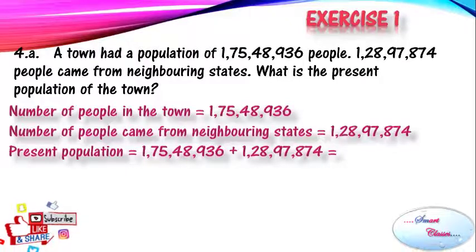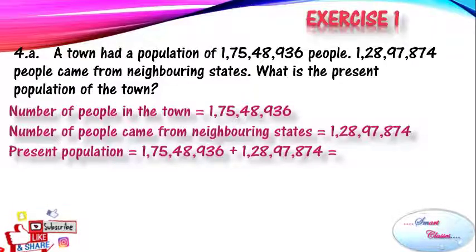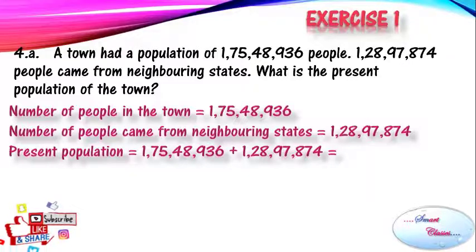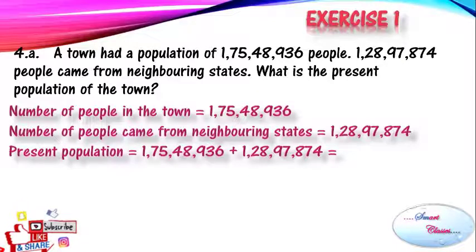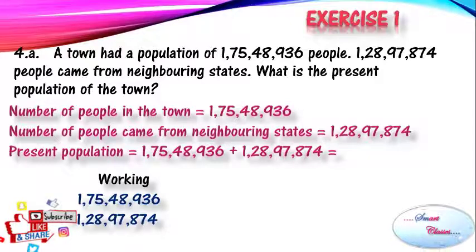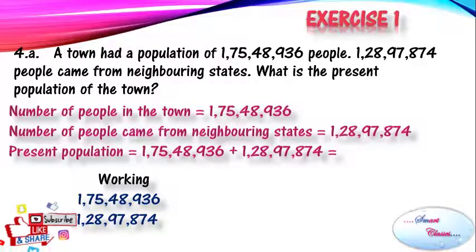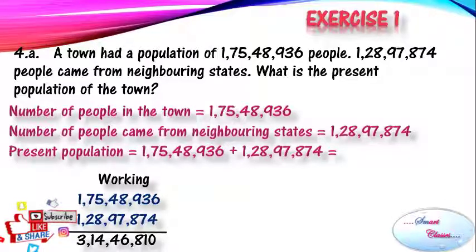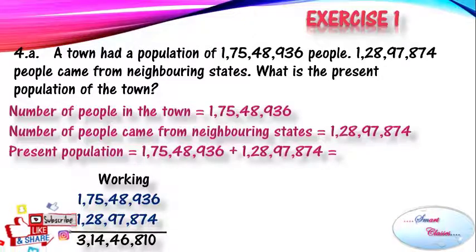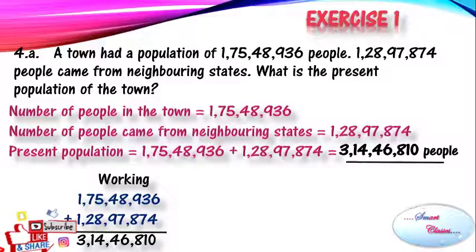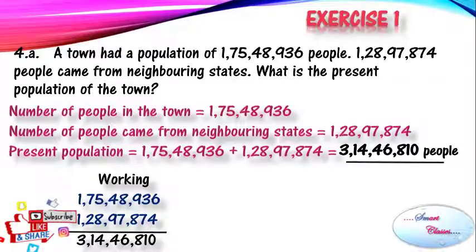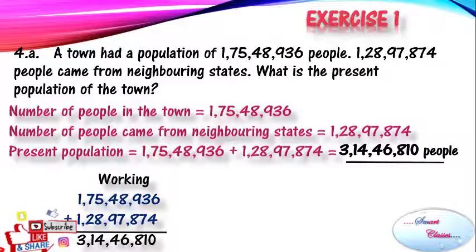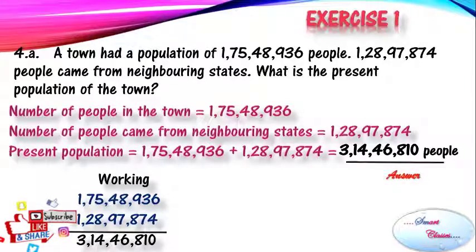So the present population of the town is 1,75,48,936 plus 1,28,97,874. Here we'll show the working just like this. So we'll add it up here, and now we'll get the answer as 3 crores 14 lakhs 46,810. The present population of the town is 3 crore 14 lakhs 46,810.